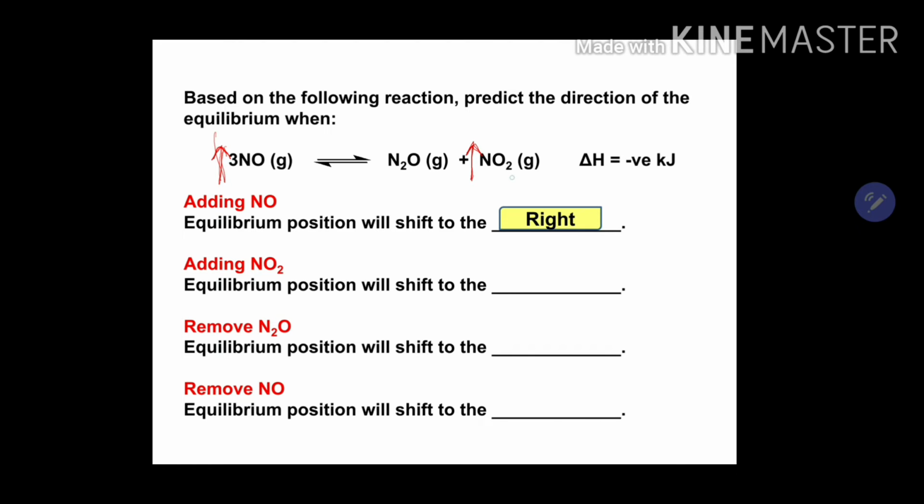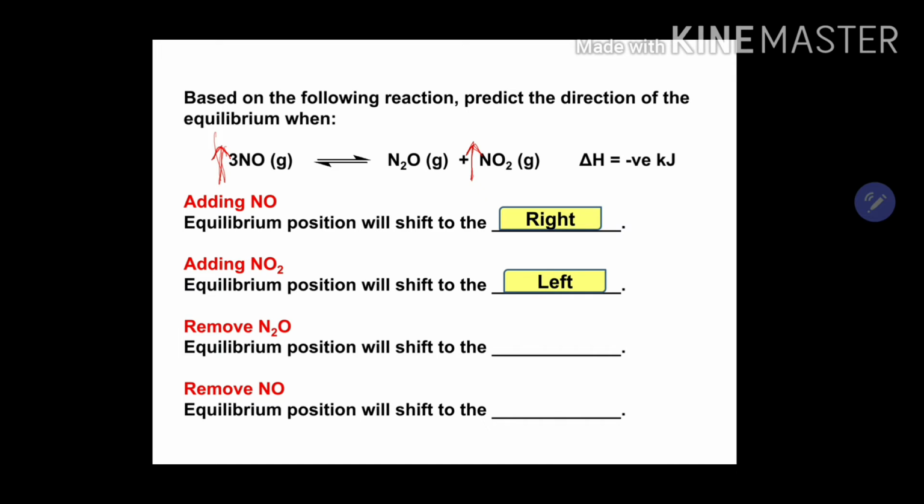So the increase of NO2 is the disturbance in the system. So of course the equilibrium will react to decrease back the amount of NO2. So how? The equilibrium position will shift to the left.